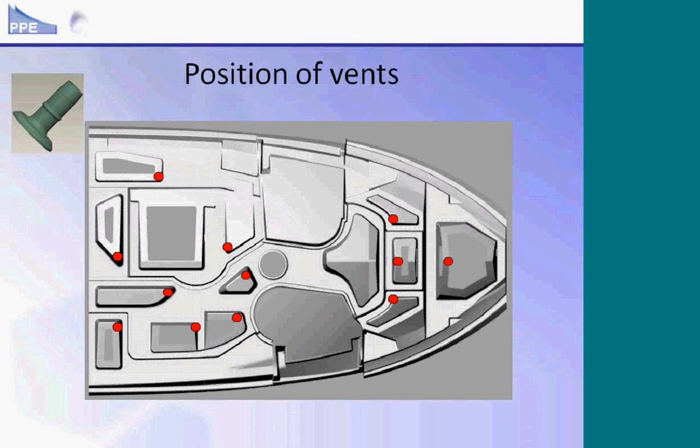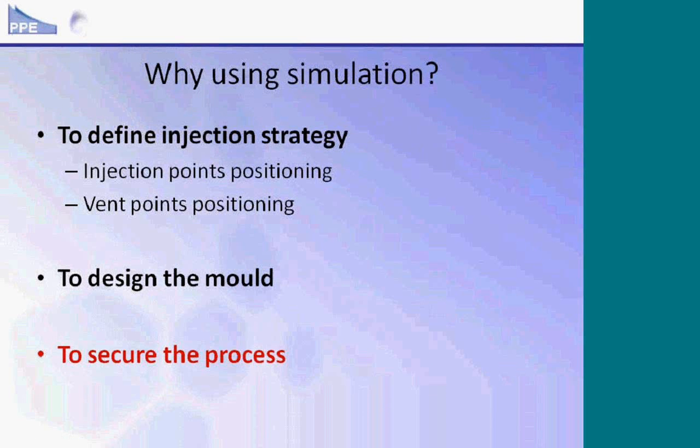This point is a key element in simulation because the more complicated the part is, the more complicated the mold will be, and it's very important to transfer the information directly coming from the simulation to the subcontractor to end up with a good positioning of technical points when we make the mold. Let's jump to the third item of the presentation.